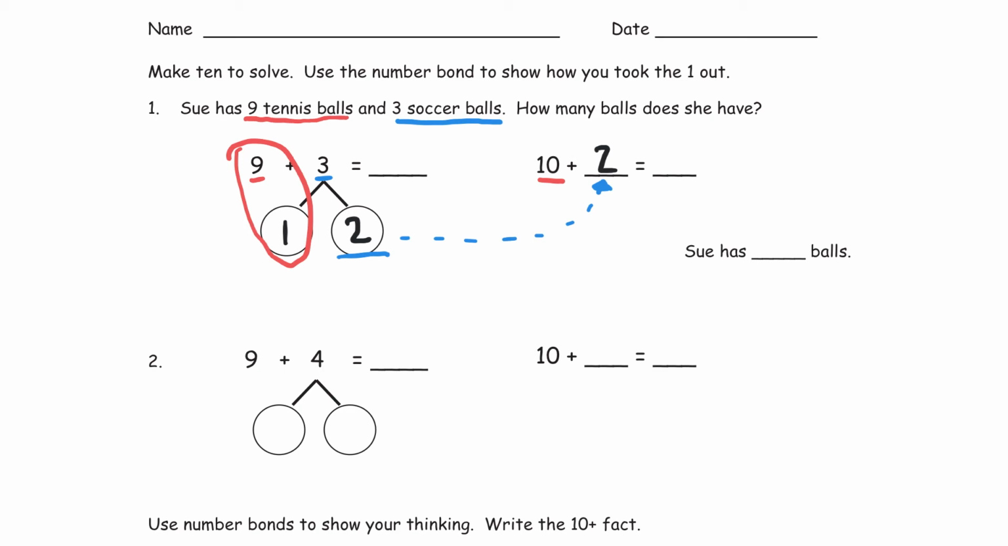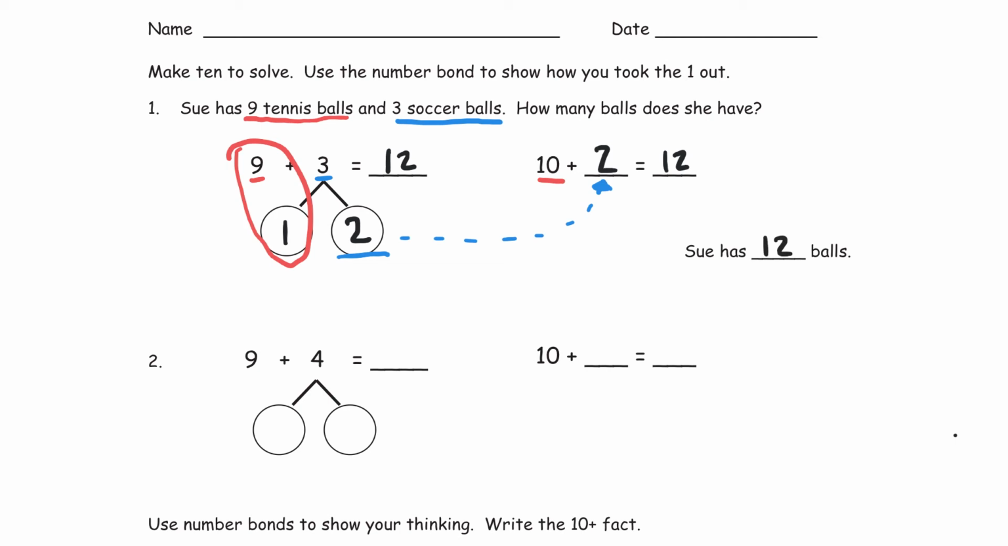Okay, and then we know 10 plus 2 is, yeah, that's right, 12. Okay, so 10 plus 2 is 12. 9 plus 3 is 12 also. Make sure we write that right here as well. Because 9 plus 3 is 12, 10 plus 2 is 12. Then we get to here, Sue has how many balls? That's right, 12. That 12 just comes down to right there. So let's plug that in.